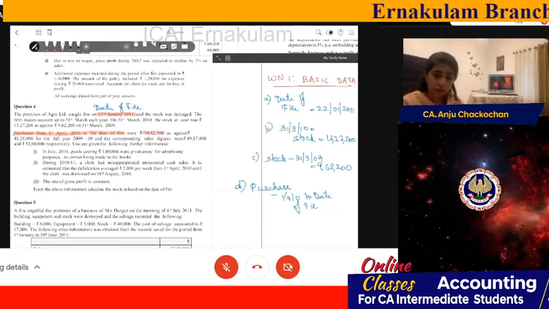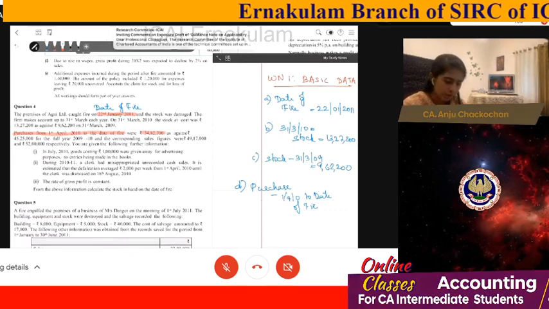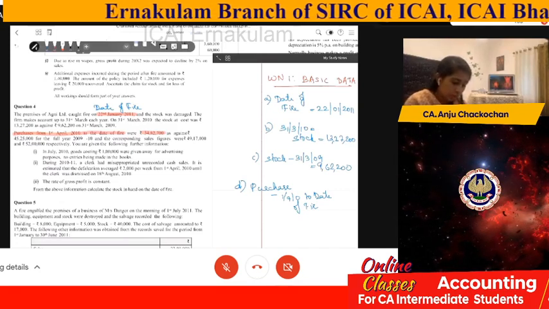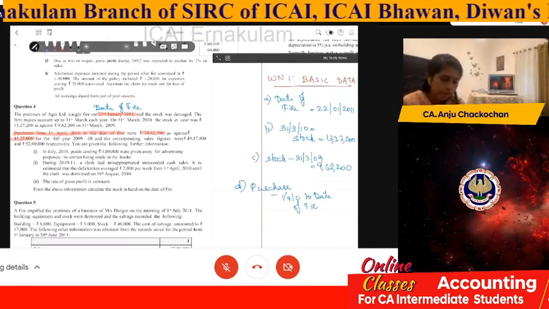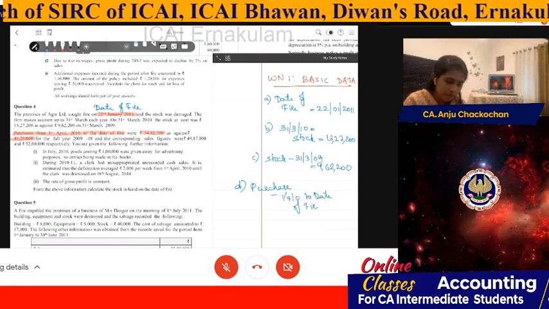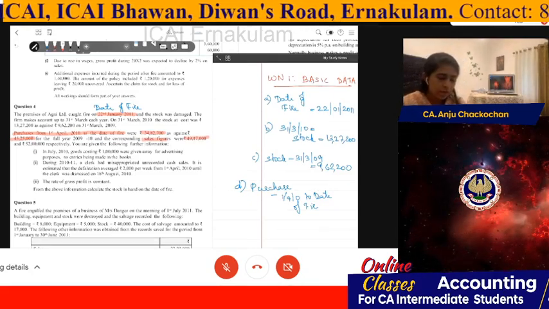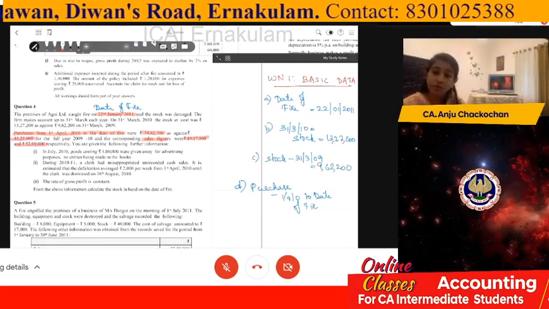And for the previous year, 2009-10 data is also given. Yes. Purchases, two purchases data are given. One is 34,82,700 and the other one is 45,25,000. And the respective sales figures are also given, which is 49,17,000 and 52 lakh. And the further additional information is given. Okay, rate of GP is constant.